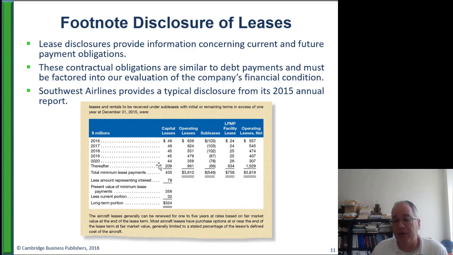So here you can see a footnote disclosure for Southwest Airlines, and one column is capital leases, the next column is operating leases. Subleases would be leases to other lessees. In other words, they lease certain assets from a lessor, and then they're the lessor, they lease them out. It's like subleasing an apartment. And they offset them. But basically you can see here the difference that most of their leases are operating leases, and therefore they don't go on Southwest Airlines' balance sheet.